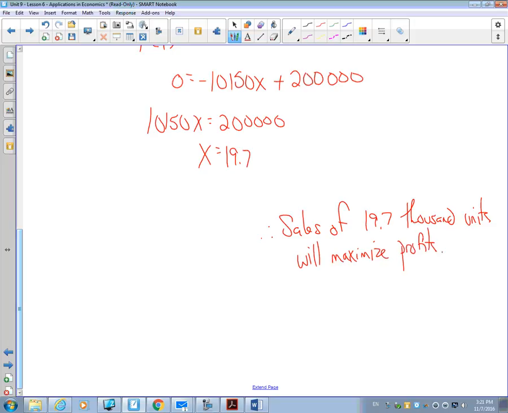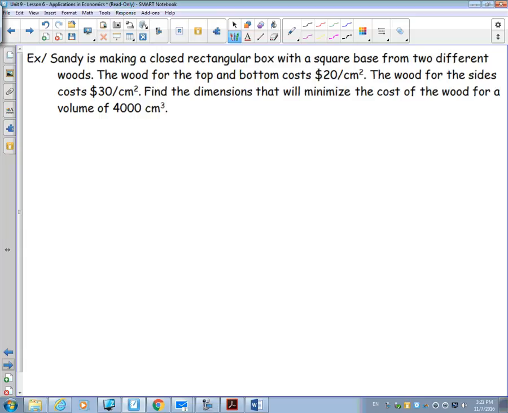Okay, and one last one. Sandy's making a box, a closed rectangular box with a square base from 2 different woods. Okay, so we have a square base. Make it look real square here. And we're using 2 different woods. The wood for the top and bottom costs $20 per meter squared. The sides cost $30 per meter squared. Find the dimensions that will minimize the cost of the wood for a volume of 4,000.